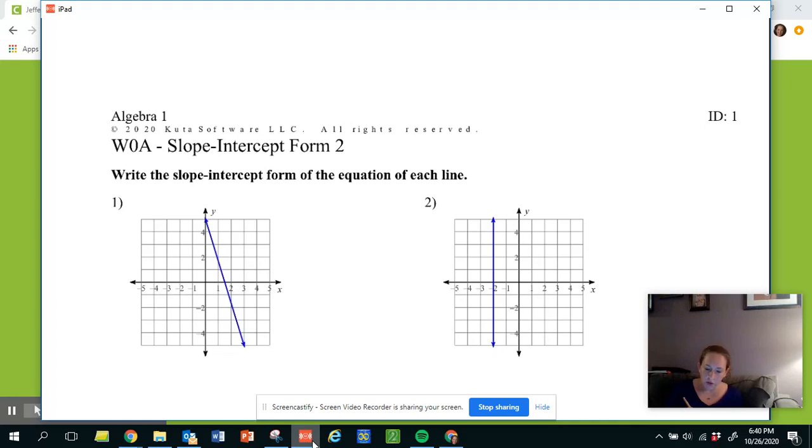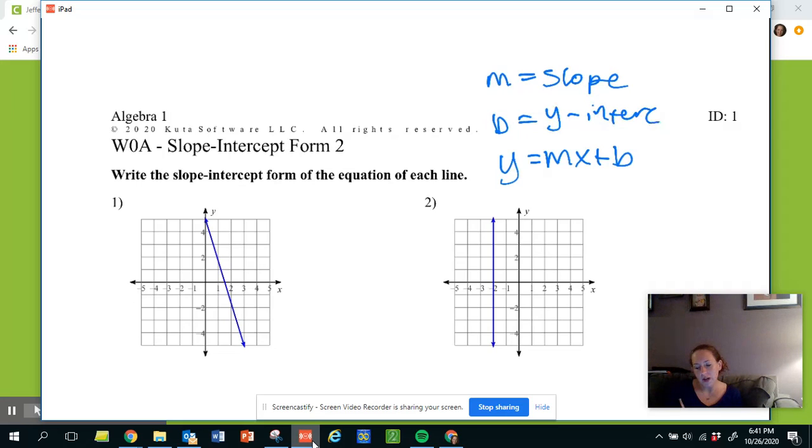If you remember, slope-intercept form is y equals mx plus b, where m is the slope, and b is the y-intercept, which is where it touches the y-axis. So basically, we're just gonna pull m and b from the graph and then put it into the equation. For b, it's the easiest one to find. It's where it touches the y-axis, which is the up and down axis. And in this case, it's 5.